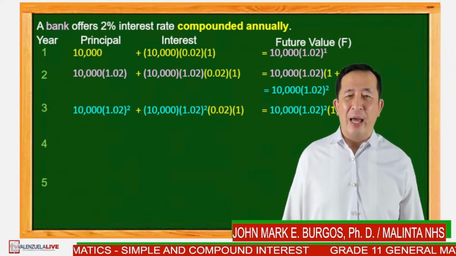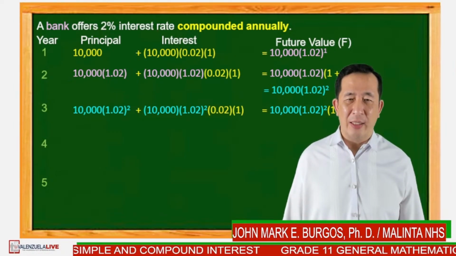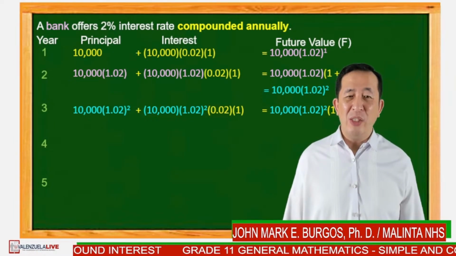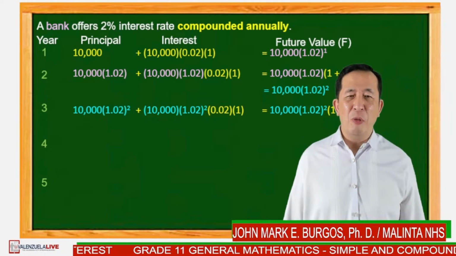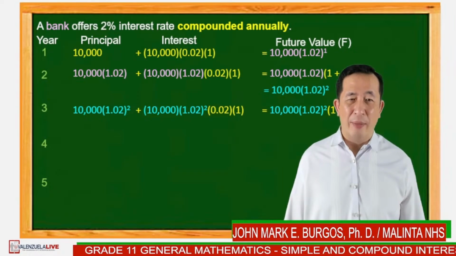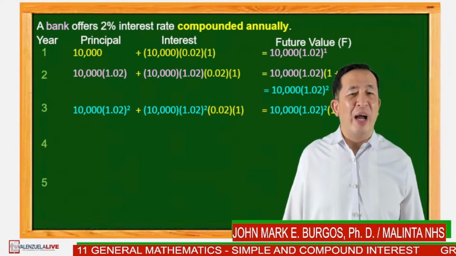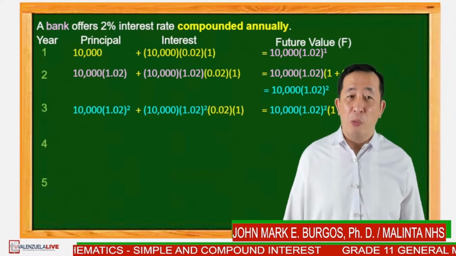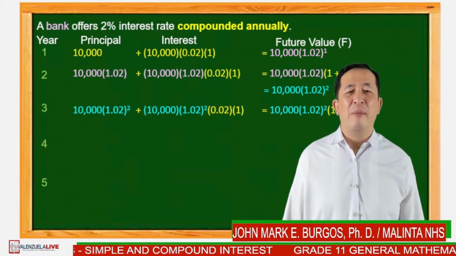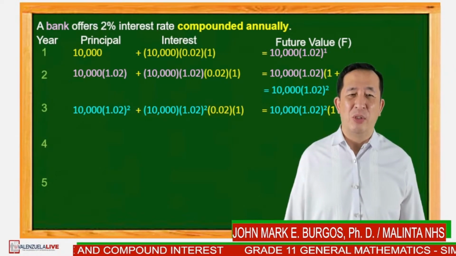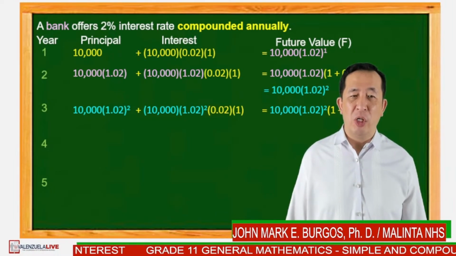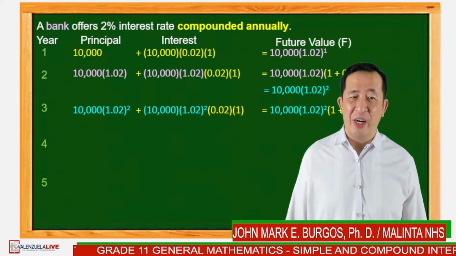To compute for the interest, we have 10,000 times 1.02 raised to the power of 2 times 0.02 times 1. So, the future value will be 10,000 times 1.02 raised to the second power times 1 plus 0.02. We have 10,000 times 1.02 raised to the third power.